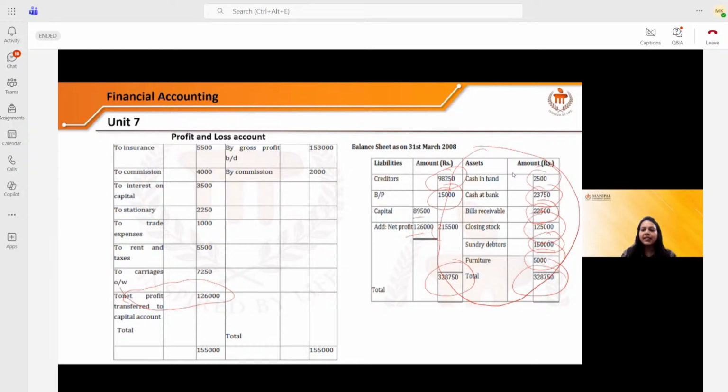Okay, carriage inward and carriage outward. Carriage inward is a direct expense, because it is related to the production only. And carriage outward is an indirect expense because it is not related to the production only. Right? Any other question?